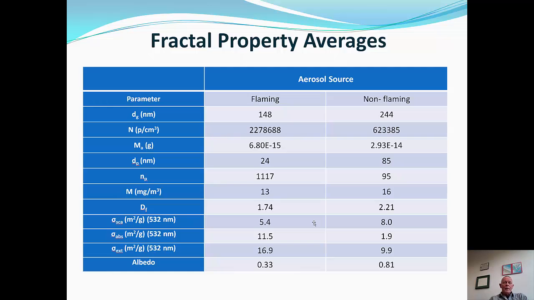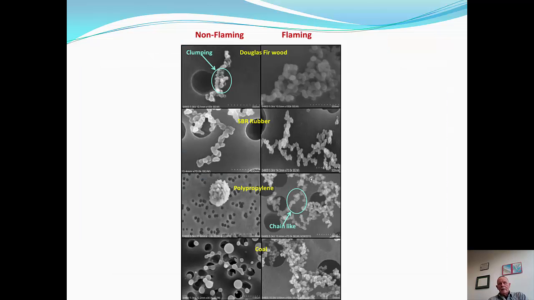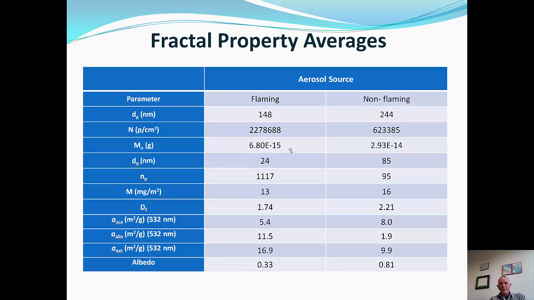So we call any one of these particles fractal-like. I think the terminology these days is to call them fractal aggregates, but fractal-like or fractal aggregates doesn't make any difference. But we measured their properties.